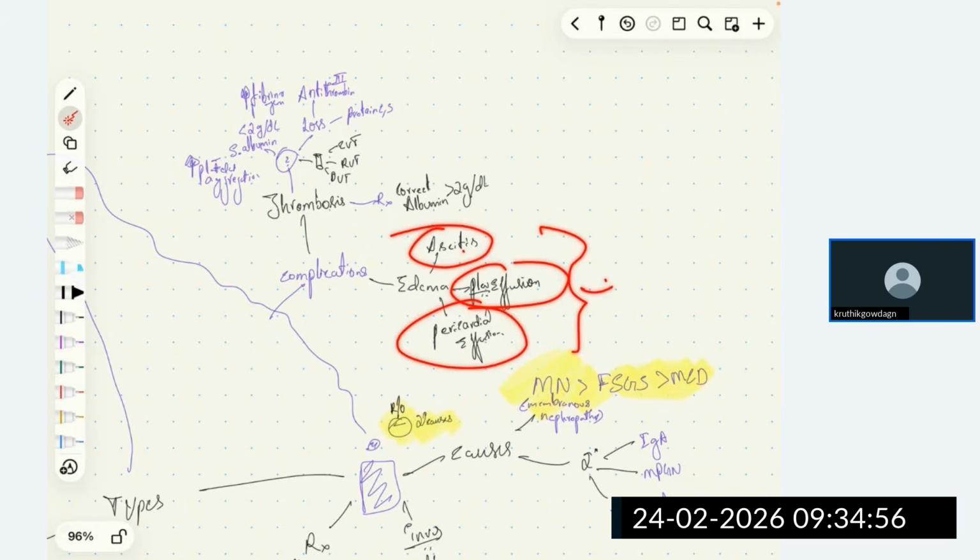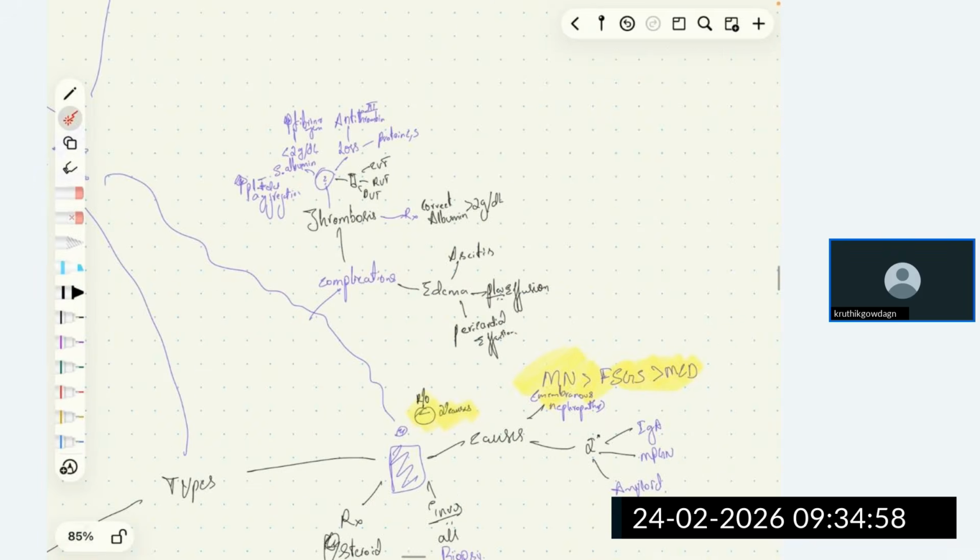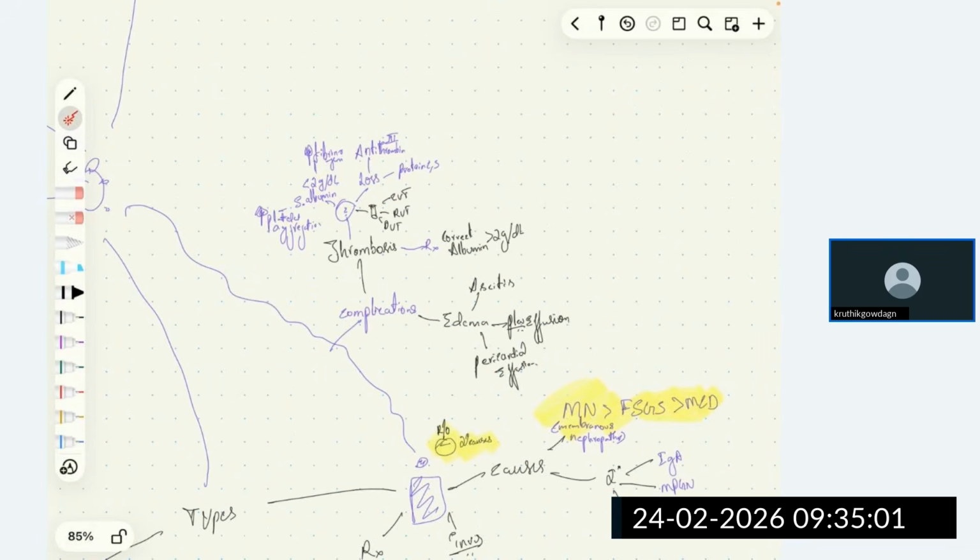And then, what are the complications? The most dreaded complication is thrombosis. It may be cerebrovascular accident, renal vein thrombosis, or deep vein thrombosis. The thrombosis is due to loss of serum albumin. Loss of serum albumin leads to hepatic compensation, which increases the production of fibrinogen, which increases the risk for thrombosis. And also there is loss of antithrombin 3, protein C and protein S in the urine, leading to increased chances of thrombosis.